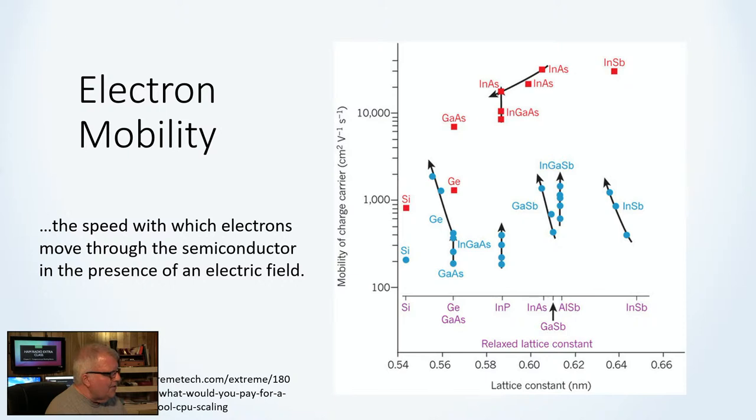And one of the things that makes it cool is electron mobility. It's the speed with which electrons move through a semiconductor in the presence of an electric field. So here's lowly silicon in a couple of instances. Here's germanium, but here's the gallium arsenide out here. So that's one of the reasons.